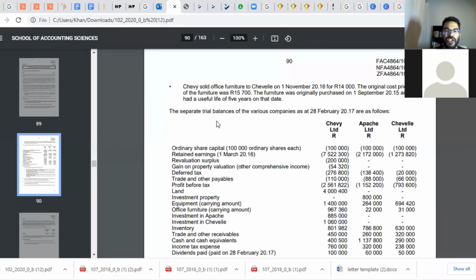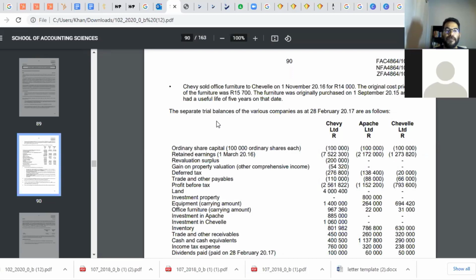Chevy sold office furniture to Chevelle on 1 November 2016 for 14,000. The original cost price was 15,700. The furniture was originally purchased on 1 September 2015 and had a useful life of 5 years. Okay. Here, Chevy is selling to Chevelle. Parent is selling to sub. Because the parent is selling, the transaction is taking place in the parent, the profit is sitting in the parent. So any impact on profit will not impact NCI because NCI does not share in the profits of the parent, but only share in the profits of the subsidiary.